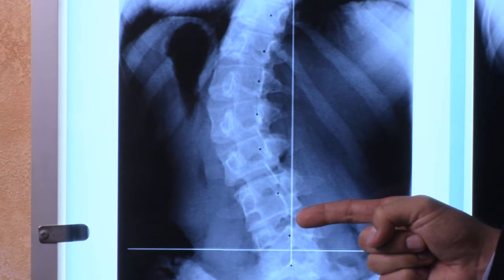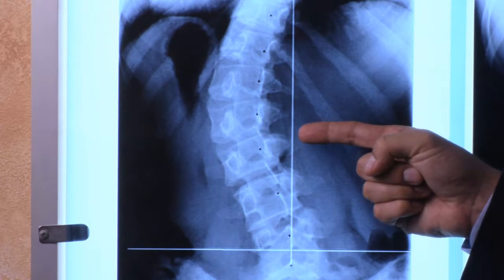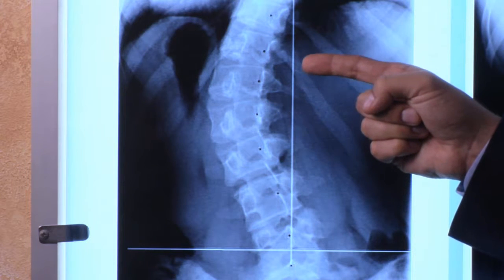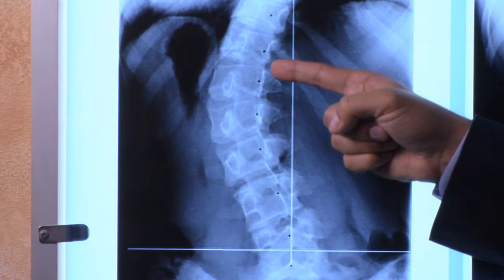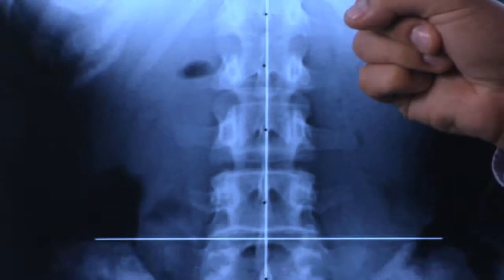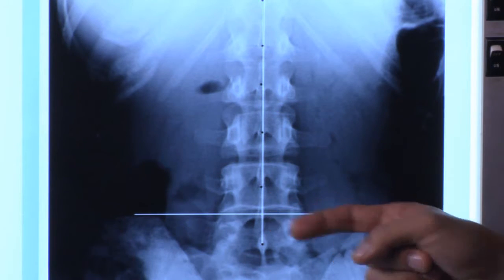When you look at your X-rays taken from the front, you will see a vertical line coming up from the middle of the base of your tailbone. This is your center of gravity. You will then see dots placed on the midpoint of each of the vertebrae. Dots on or very near the vertical line indicate healthy alignment.